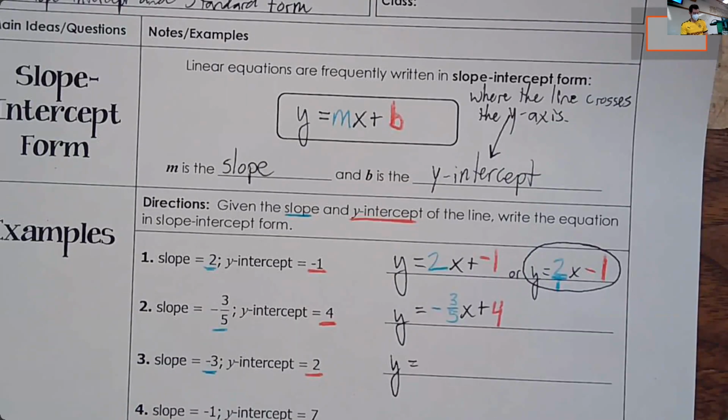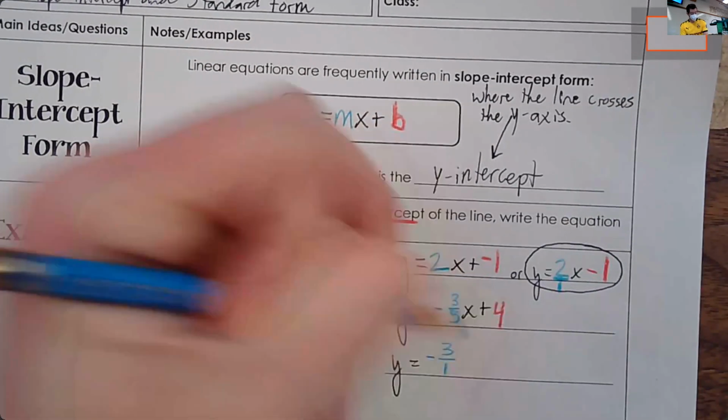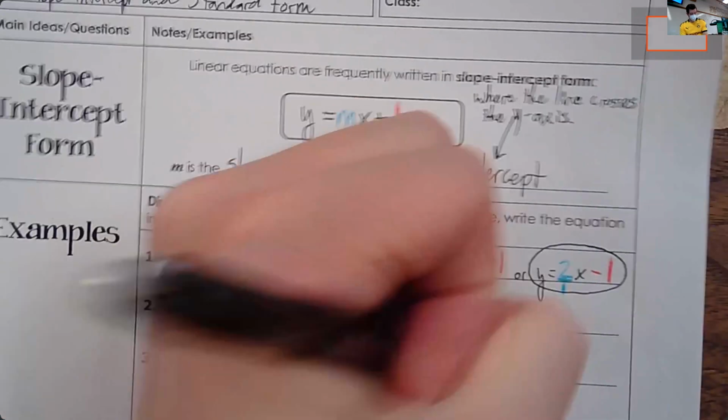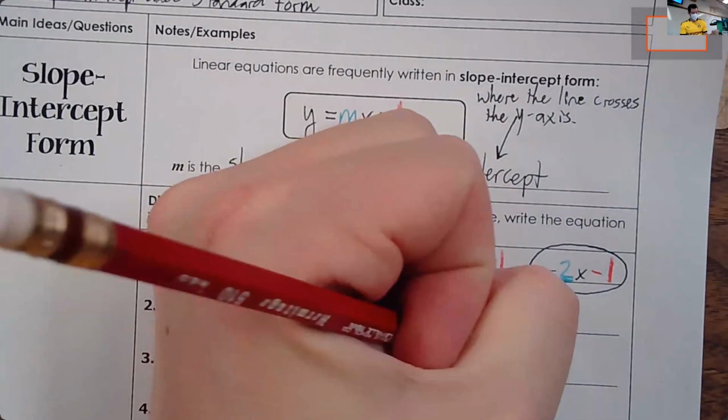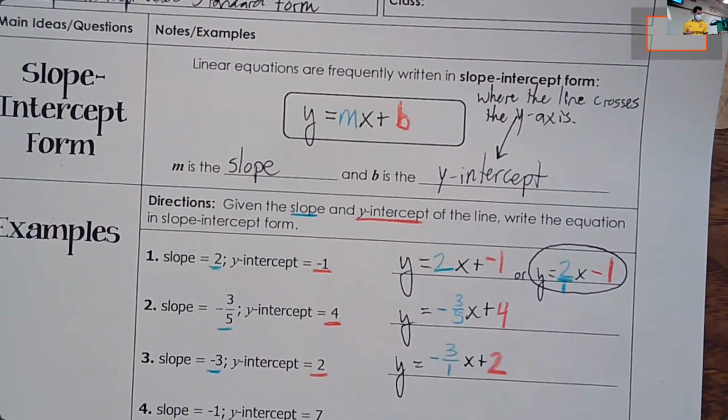Yeah, y equals -3x plus 2. Nice. And I'm going to write it as -3 over 1x. But if you write -3x, that is 100% correct. So there we go. y equals -3x plus 2. That's it. So you're just replacing the slope m with the number for the slope, and you're replacing the letter b with the number for the y-intercept. That's all we're doing there.